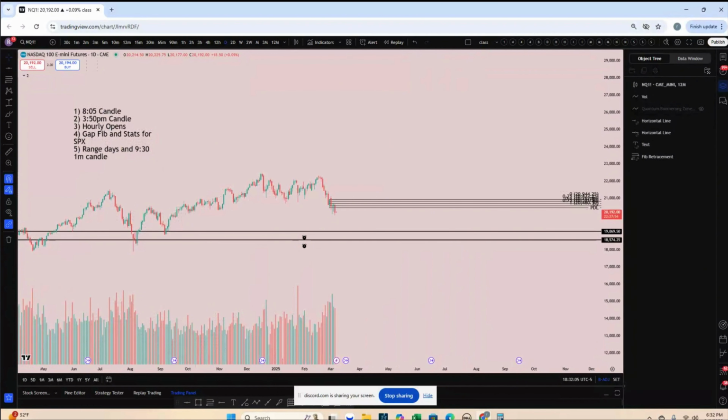If y'all have requested tickers, if you have a list of tickers, hold those until the end, and we'll go through those at that point.